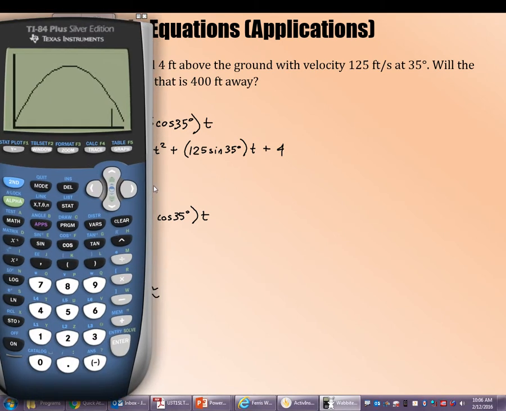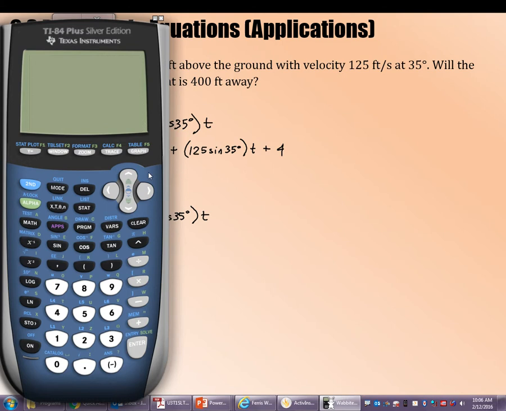All right. So I got distracted. What are we doing? We're going to ask what is 400 divided by 125 cosine of 35. Make sure your calculator's in degree mode. And we get 3.9 seconds. Did you guys get that too? Okay. Store the value.